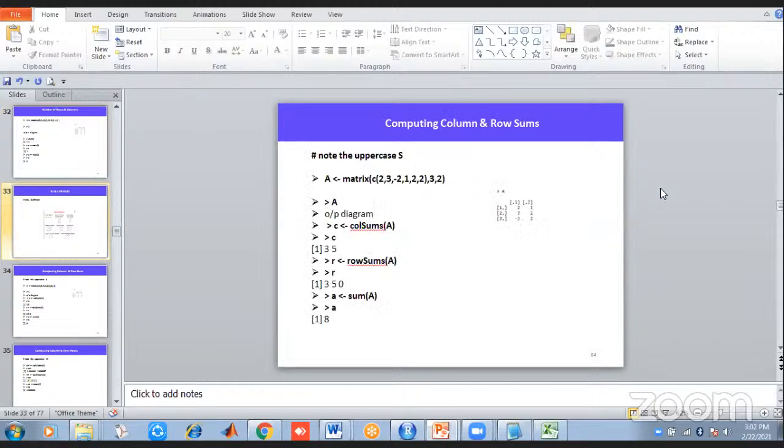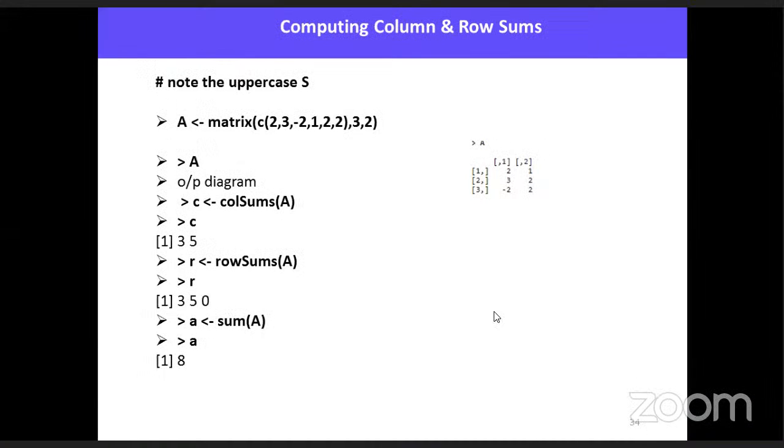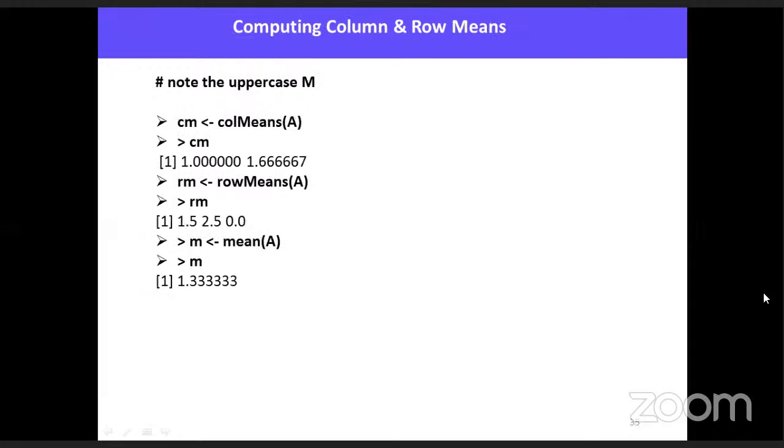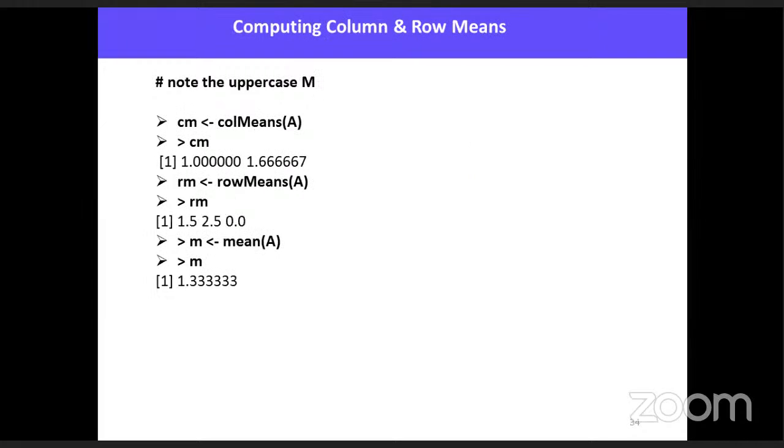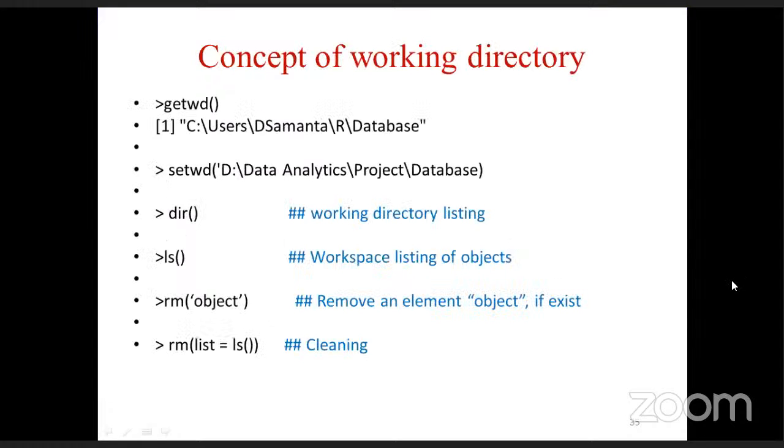Then we can also check the type of the matrix. Then column sum: we can sum column-wise, and for that we have the function colSums. I have the matrix here, so I can do colSums and get this output. Then rowSums calculates the sum row-wise. For the entire overall matrix, we can give sum of A. Simultaneously, we can calculate colMeans, rowMeans, then mean. These are the functions available in R programming and can be applied to a matrix or anything.